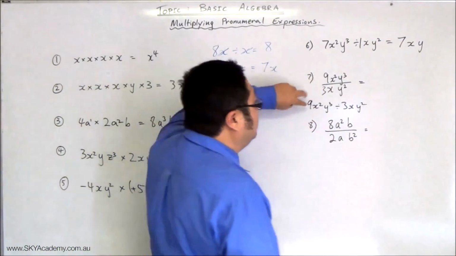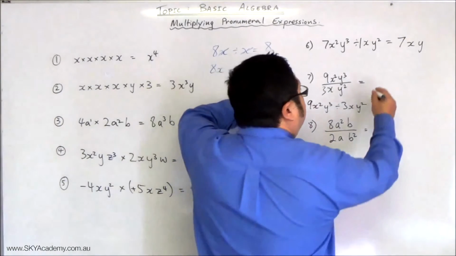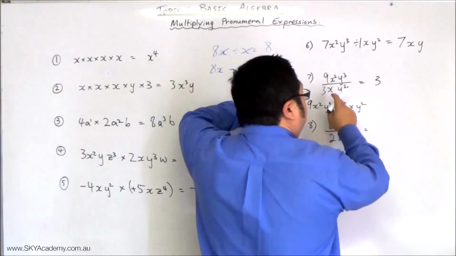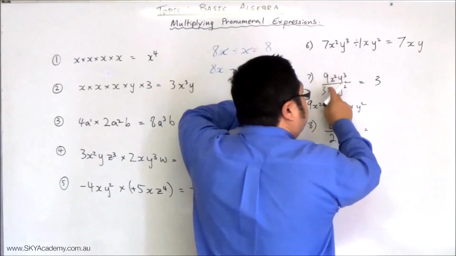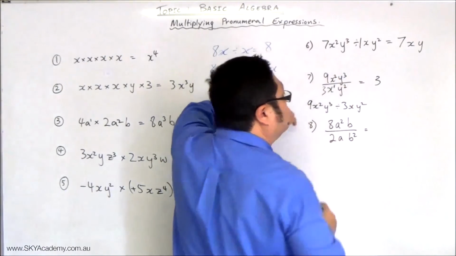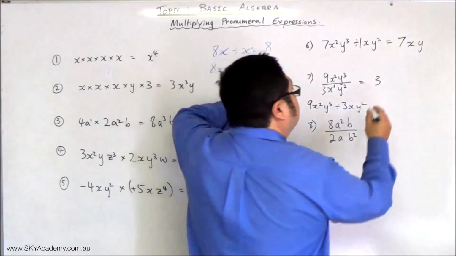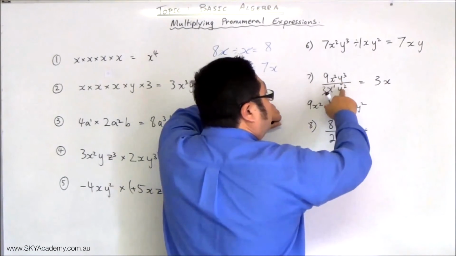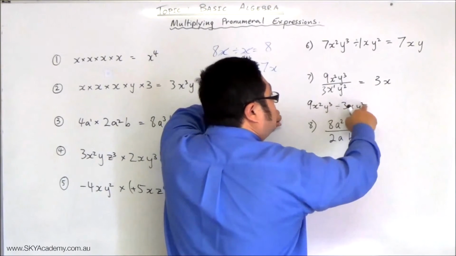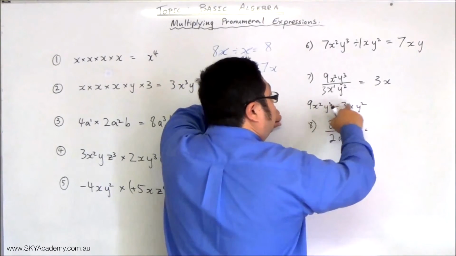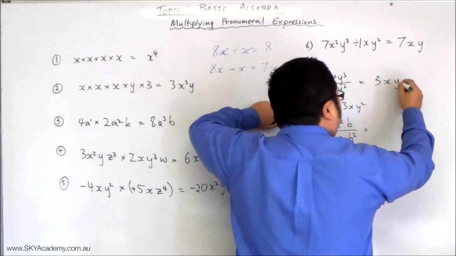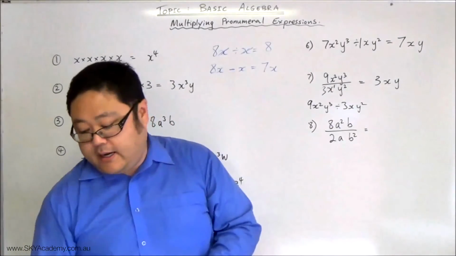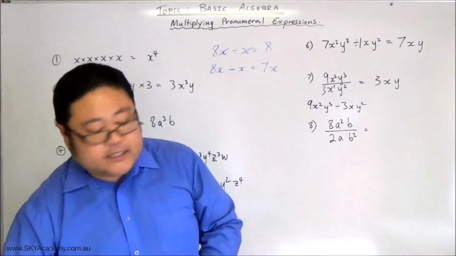Alright? So 9 divided by 3 is 3. X squared minus the 1, right, when you're dividing, means that you've got x to the power of 1. Y cubed divided by y squared is just 3 minus 2, which is just y to the power of 1 as well. Does that make sense? And I'll just do the last question here.